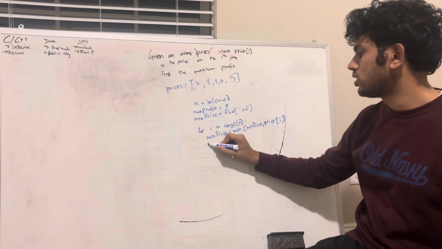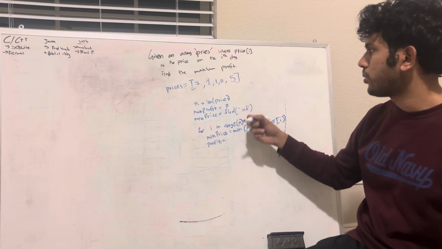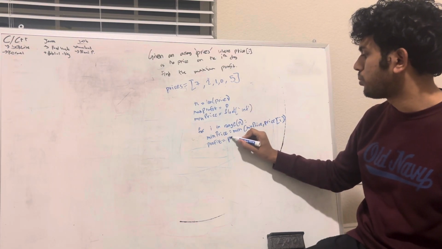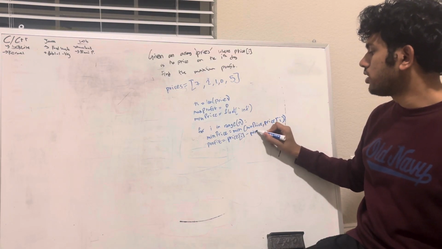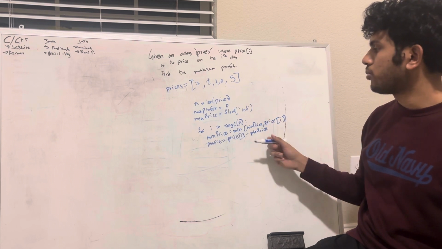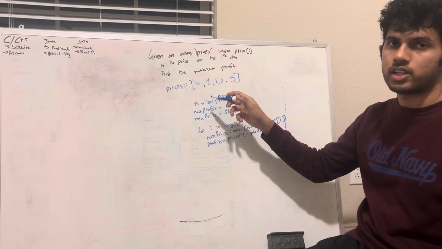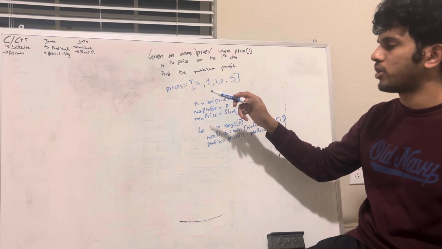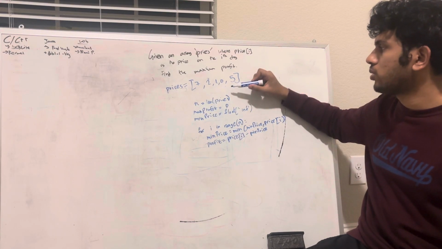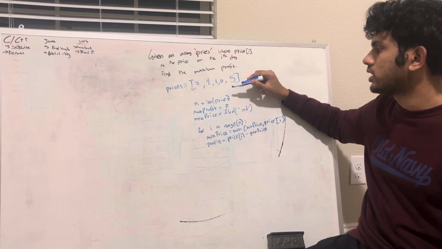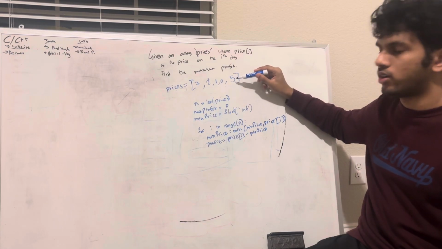Now we have to find the profit. The profit is nothing but the current day's price minus the minimum price, so price i minus minimum price. Since we're getting the minimum price up to the current day, we don't have to worry about minimum prices or maximum profits from previous days. This is the profit for that day. For example, if the day you bought the stock was at $2, and you're on day 5, then the profit will be $3.